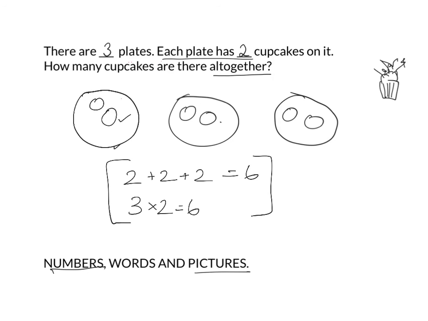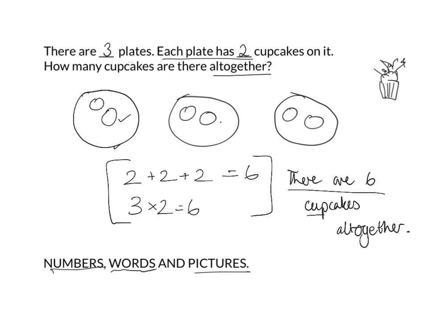Okay, and then I'm going to say my answer clearly in words, and I'm going to write it. So the answer is there are 6 cupcakes all together. So I've used a very clear sentence to explain my answer, and my answer is written so that anybody looking at my work can see it clearly.